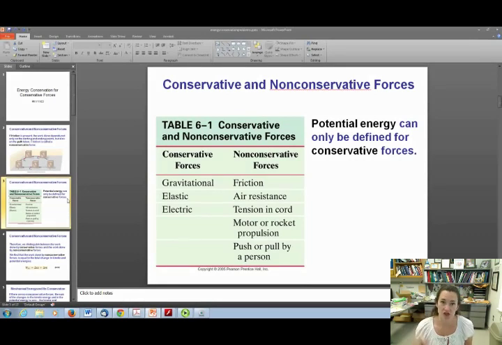So conservative forces keep energy within the system. Non-conservative forces transfer energy out of the system. Conservative forces are path independent, whereas non-conservative forces are path dependent. They take more energy if the path is longer.